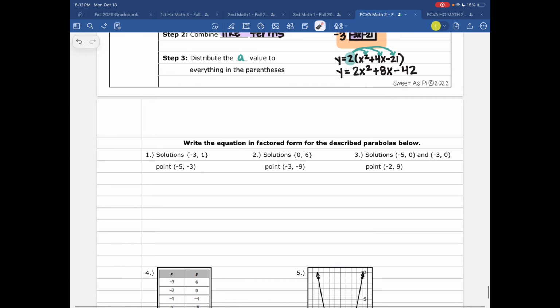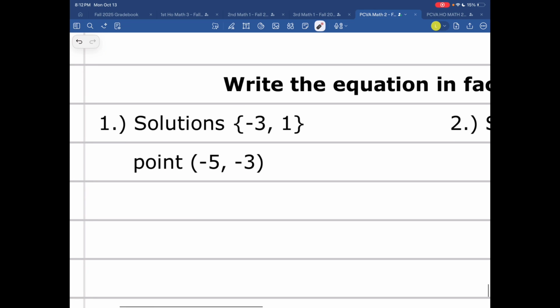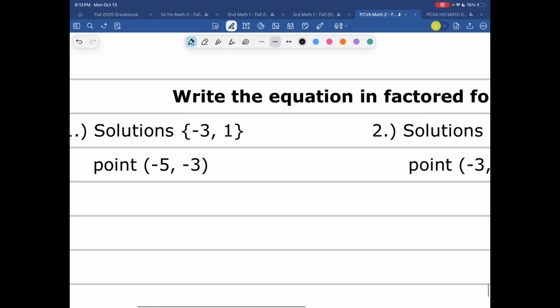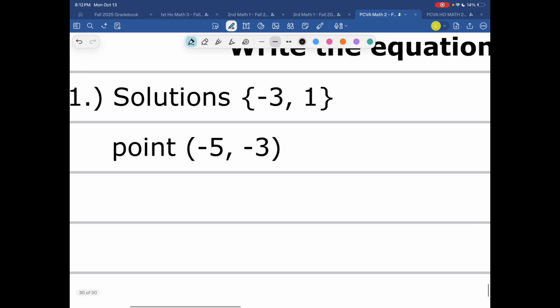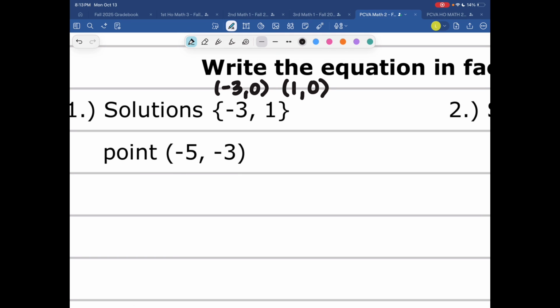So we're going to do some more examples here, and we're going to be looking at, they're giving us the solutions and they're giving us a point, and they want us to write it in factored form. So we're going to do what we did before. Now, when they write solutions like this, you see how it's put in set notation? That set notation does not mean an actual point. That means that it's the two solutions, which would be negative 3 and 0 as a point, and it would be 1 and 0 as a point. So just keep in mind when they list solutions like that in those set notations, they're just listing the numbers of where it crosses the x-axis.